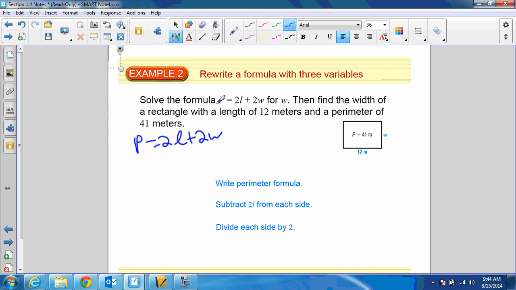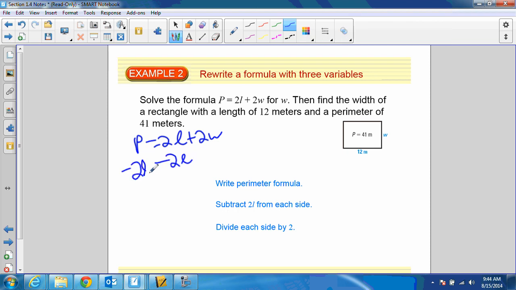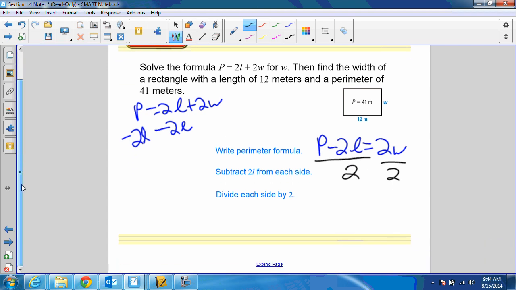All right, so P equals 2L plus 2W. We've got to solve for W, so we're going to subtract 2L from both sides to get the W by itself. So we have the perimeter minus 2 times the length equals 2 times the width. The next step to get W by itself is to divide by 2, so we're going to divide by 2 on both sides. You can leave it in this form, or you can simplify. The perimeter minus 2 times the length, divided by 2, is going to equal the width.